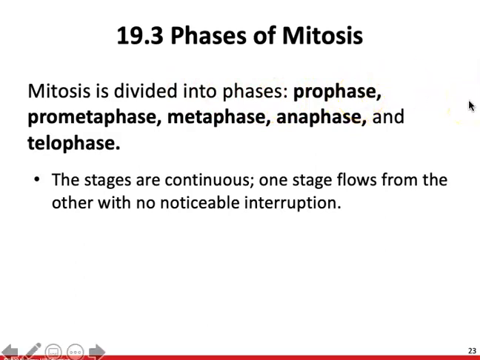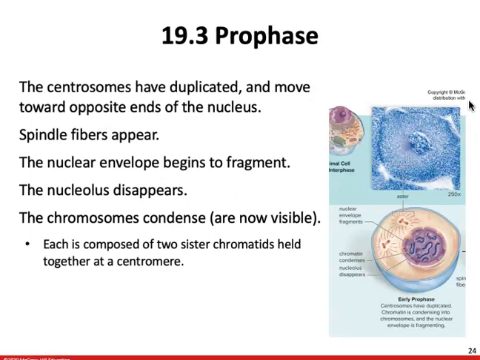There's no noticeable interruption. So it's sometimes difficult to determine, hey, is this cell in metaphase? Is this cell in prophase? Is it in anaphase? What stage is this cell in? It can be a little bit difficult to determine, because these stages are all continuous, one with another. We are going to start off with the prophase.